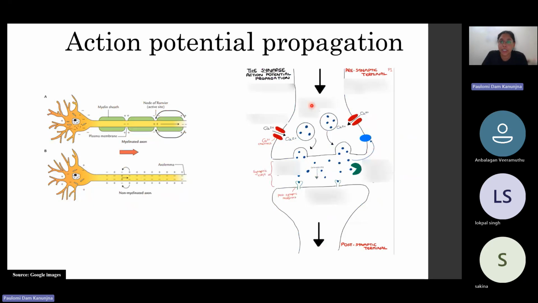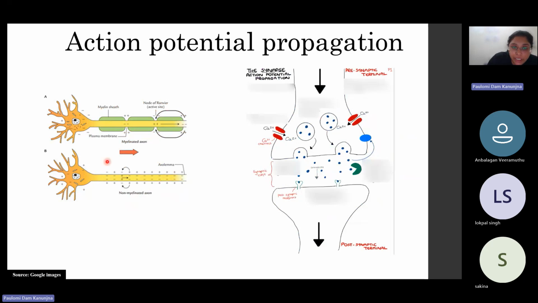And this is about action potential propagation. So you have the myelin sheath, you have nodes of Ranvier. If you have nodes of Ranvier, or this myelin sheath, your action potential can traverse quickly because it can jump, right? Whereas if you don't have a myelinated axon, then it has a long route to travel. That's why you need myelin sheath.